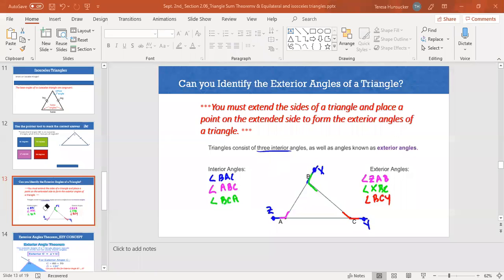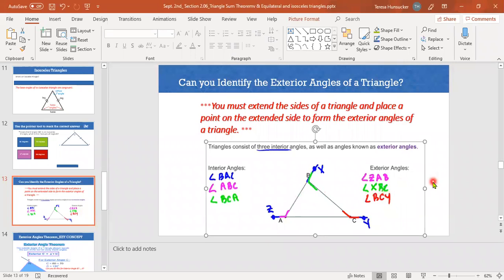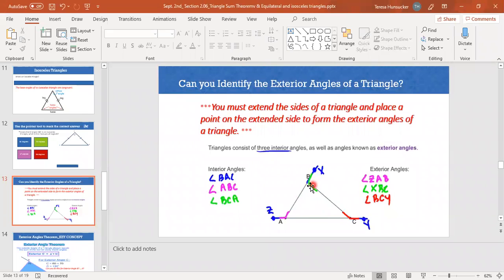All right, so remember we talked about exterior angles by extending the sides of a triangle? So check this out. Spotlight AB. I want to extend it from point B. Now we've got an exterior angle B and an interior angle B. That's a linear pair, they're supplementary.